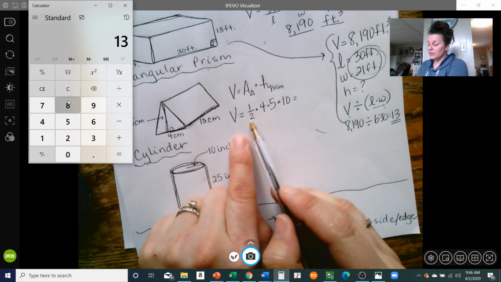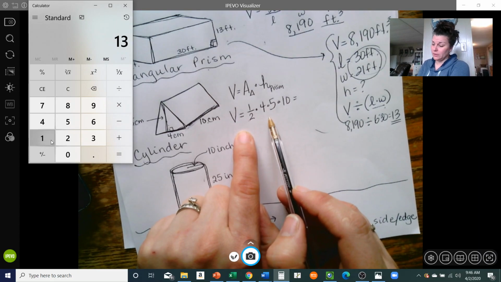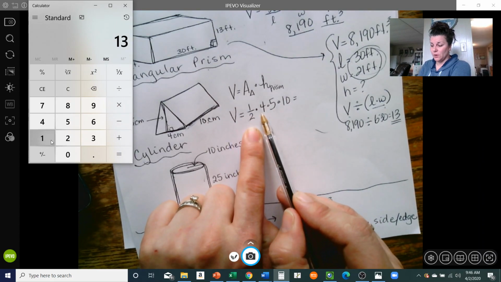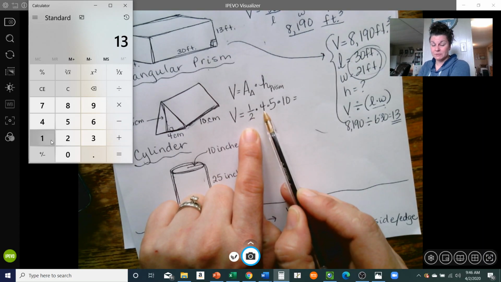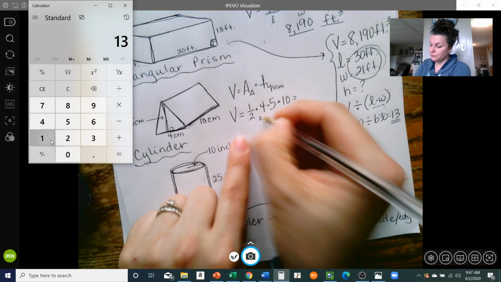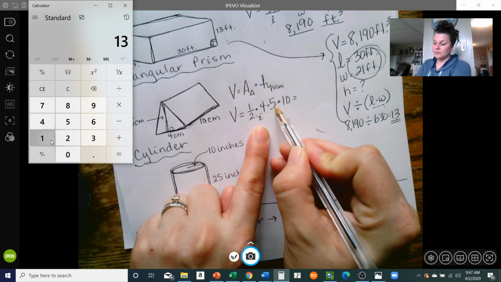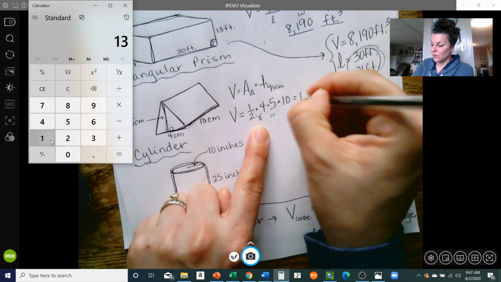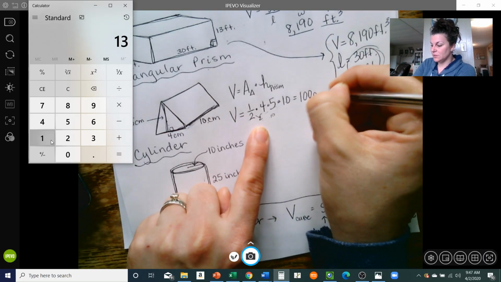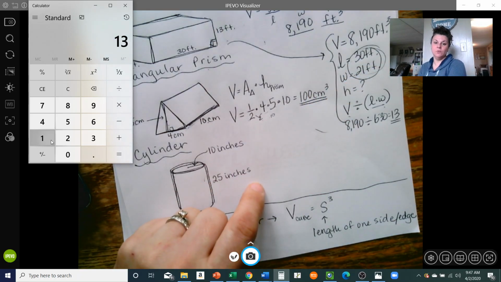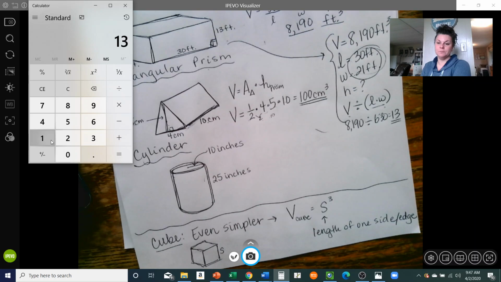Okay. This one I can do in my head without a calculator, but you can use a calculator if you want. Half of 4, remember half times means half of. Half of 4 is 2. Okay. 2 times 5 is 10. And 10 times 10 is 100. So this is 100 centimeters cubed. 100 cubic centimeters.